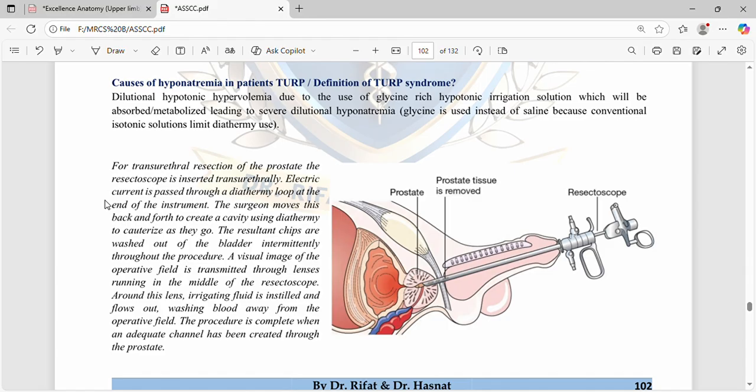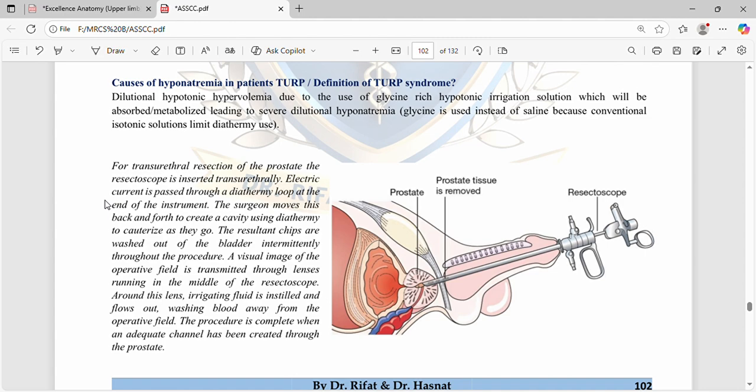A visual image of the operative field is transmitted through the lenses running in the middle of the resectoscope. Around this lens, irrigating fluid is instilled and flows out, washing blood away from the operative field. Thus, you can see the field. The procedure is complete when an adequate channel has been created through the prostate.